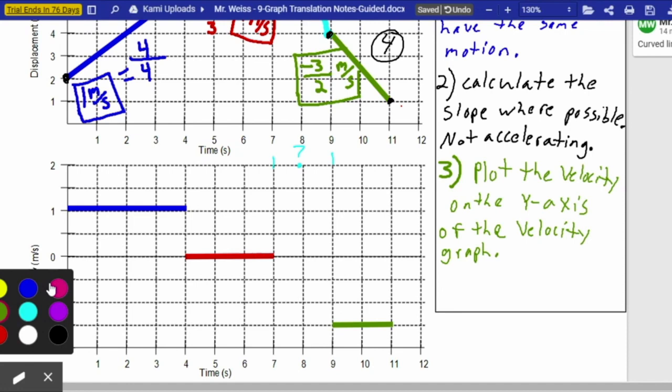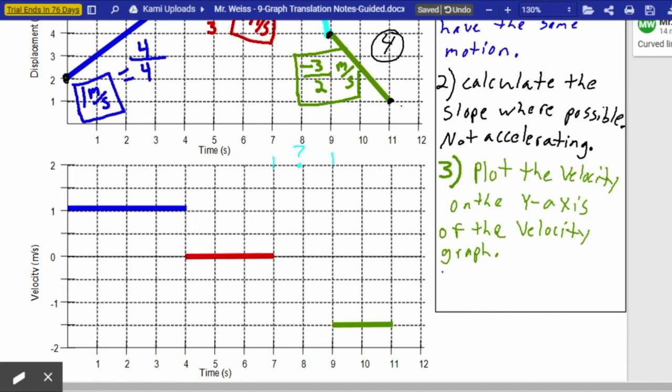So let's look at line number 4 real quick. And remember, line number 4 had a slope of negative 3 over 2 meters per second. So we're just going to do the same thing we did before. We're going to locate negative 3 over 2, or negative 1.5, on our velocity axis, and then we're just going to draw a horizontal line during that time interval, 9 to 11 seconds.